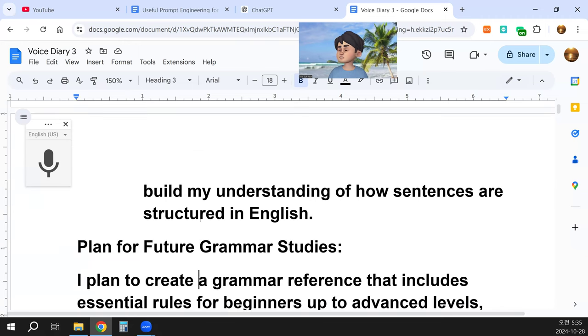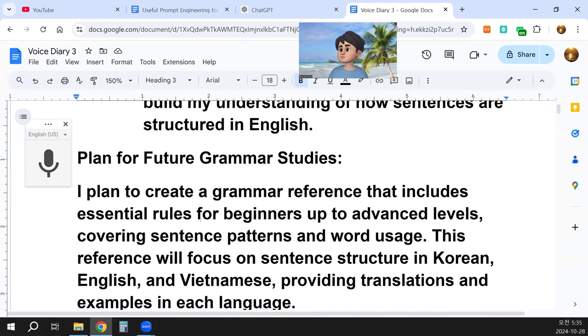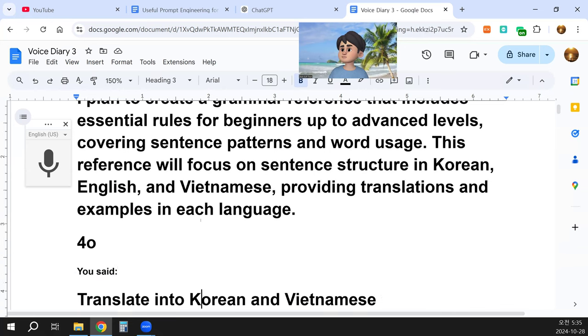Plan for future grammar study. I plan to create a grammar reference that includes essential rules for beginners up to advanced levels, covering sentence patterns and word usage. This reference will focus on sentence structure in Korean, English, and Vietnamese, providing translation in Japanese.